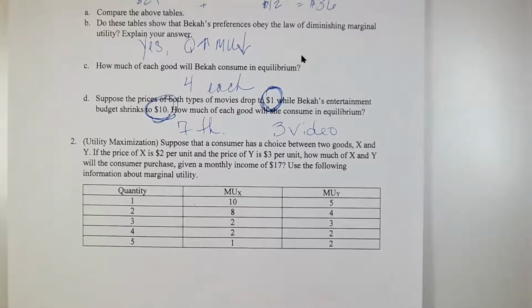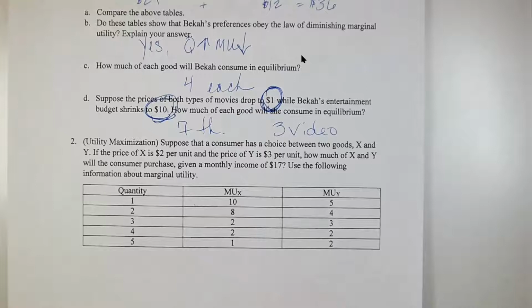So we're going to do the same thing again, except I've set up the information a little bit differently and I haven't made it as user-friendly for you. What I've given you is just marginal utility: marginal utility for good X and marginal utility for good Y.